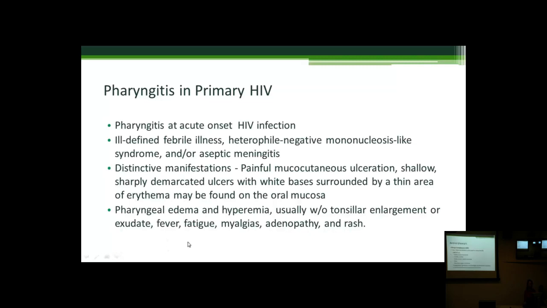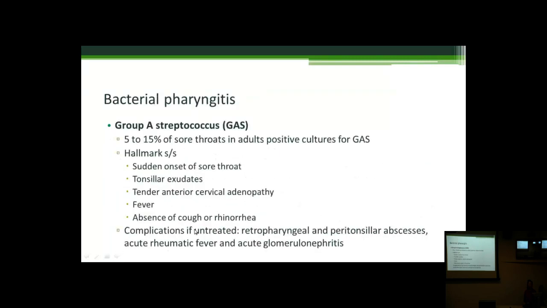Typical viral syndrome. Bacterial pharyngitis, most common, of course, group A streptococcus. So about 5 to 15% of sore throats are associated with strep. Typical symptoms include a sudden onset of a sore throat. You'll see the classic exudate and swelling and inflammation, tenderness around the cervical lymph nodes, fever. They may or may not have a cough, but again, it just depends on the patient's symptoms at the time. Of course, with group A streptococci, complications may include retropharyngeal or peritonsillar abscesses, rheumatic fever, and glomerulonephritis.